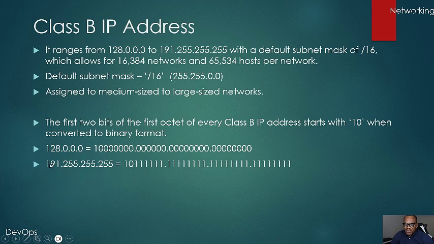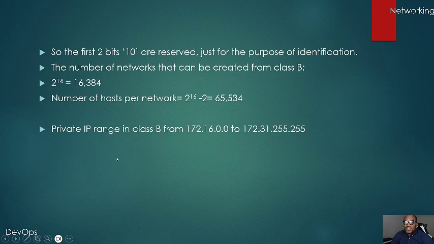191, which is the last network, 10. So that's why the first 2 bits of the first octet of every Class B IP address is reserved. It's used for identification purposes. So the first 2 bits are reserved just for the purpose of identification. And the number of networks that can be created from Class B IP address range is 2 raised to the power 14, which gives us 16,384 possible networks.